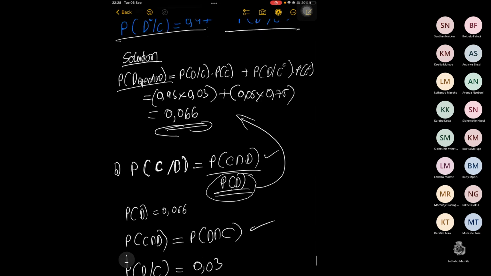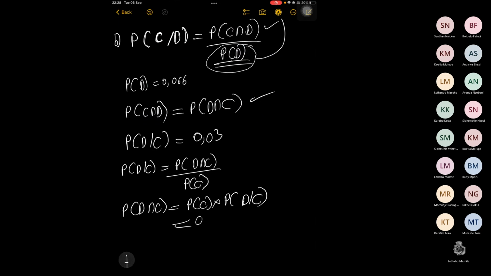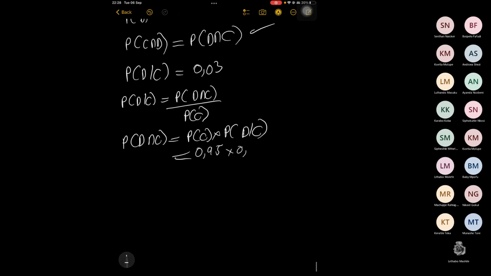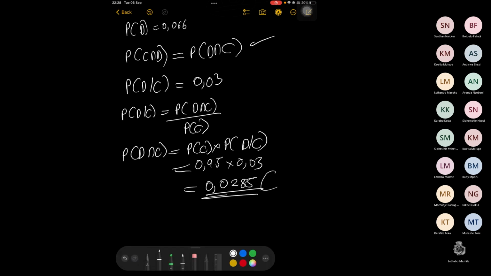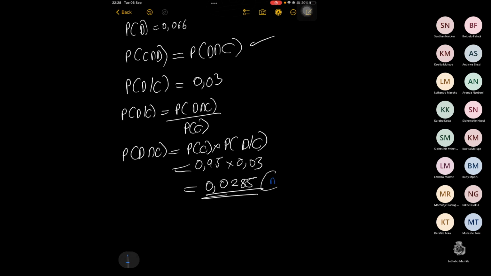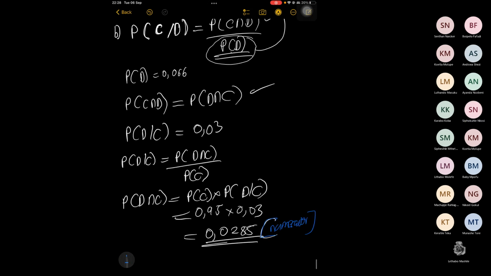What's the probability of C? We say it is 0.95. Then probability of D given C, we said it's 0.03. So it's going to be 0.03 times 0.95. It's going to be 0.0285. Then the moment you have this, you know that this is your numerator. Then your denominator, you already have it here.